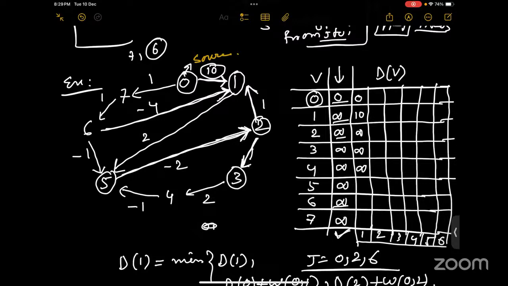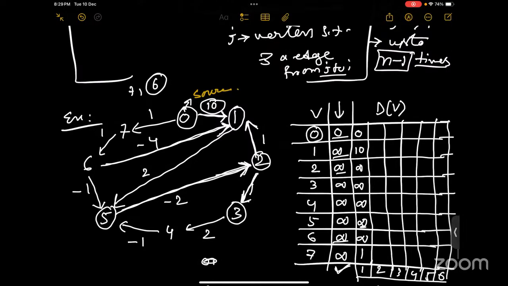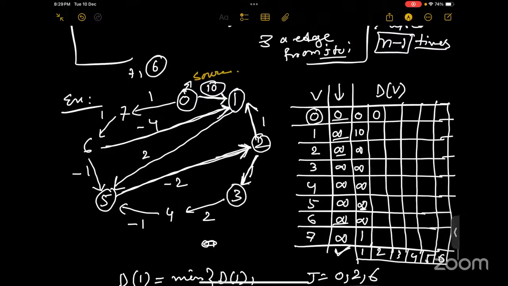Okay. So let us follow the process. What will be the distance for 5? Infinity, ma'am. 6? Infinity. 7? 1. Yeah. In the next step, we will again do the similar type of thing. So we will put 0 here. Then what will be the case for 1? 10. Right. 2?